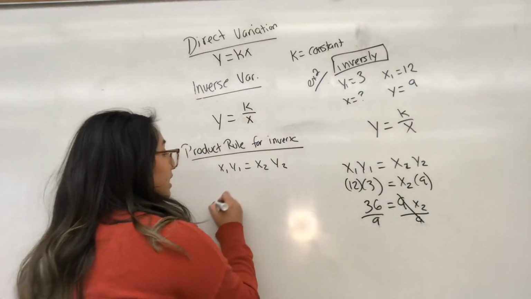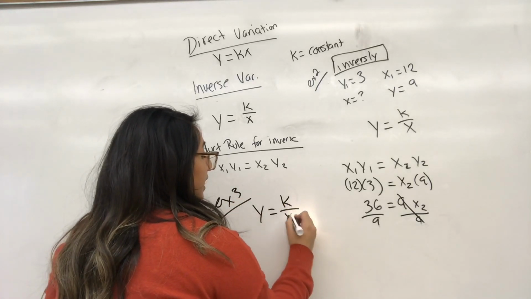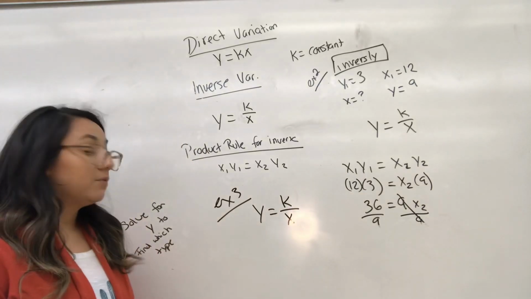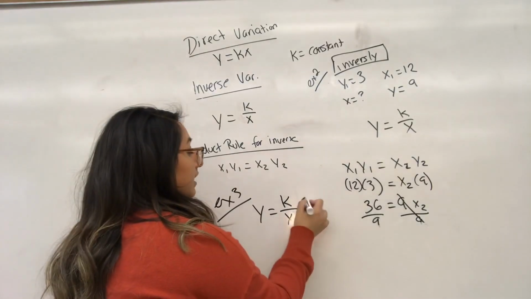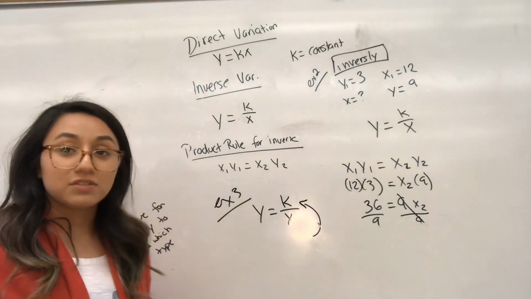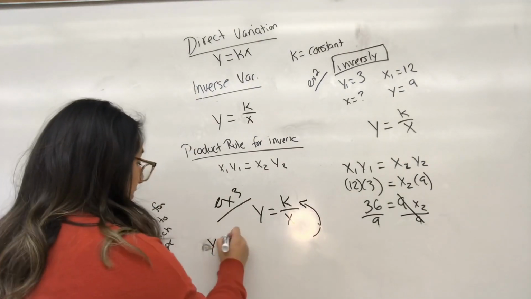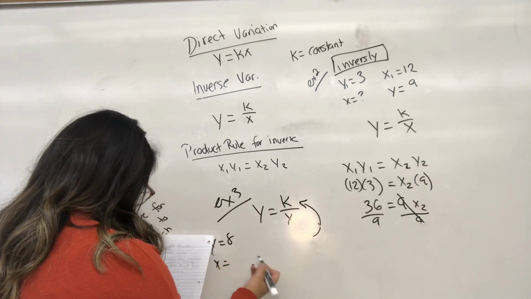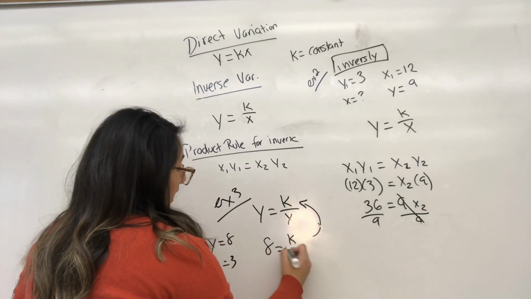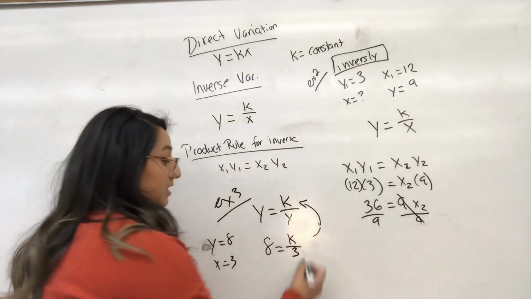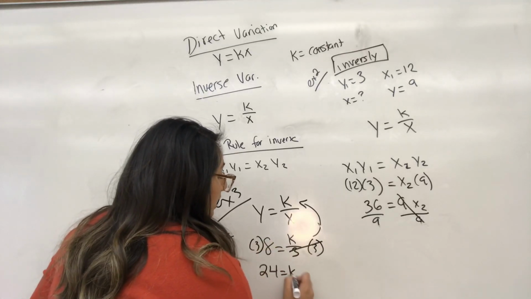So that means we need to find an equation that fits into y equals k over x. The thing is, with this equation, we don't have what k is. They give us what x is and what y is, but we don't need that. We need to find k. So to find k, we have to use what we got. We got y is equal to 8, x is equal to 3. So go ahead and plug it into the equation. 8 is equal to k divided by 3. Get the k by itself. You're going to multiply both sides by 3. So then you have 24 is equal to k.